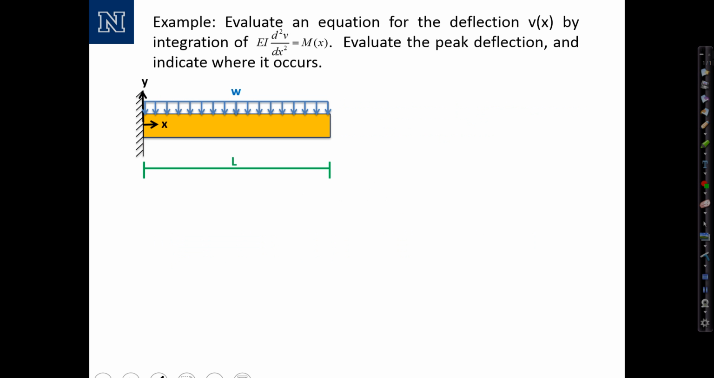Here's an example. We have a cantilever beam with a uniform load W. We're asked to evaluate an equation for the deflection v of x by integration and then the peak deflection and indicate where it occurs. Notice that this example is a relatively simple example with a simple load pattern on the beam. The integration method is most suited to simple loading without load discontinuities. It's the only method that allows us to evaluate deflection as an equation along the entire length of the beam rather than just at a specific point.